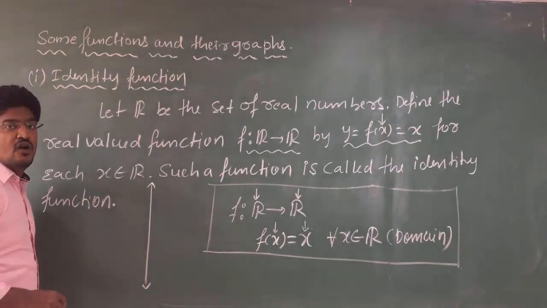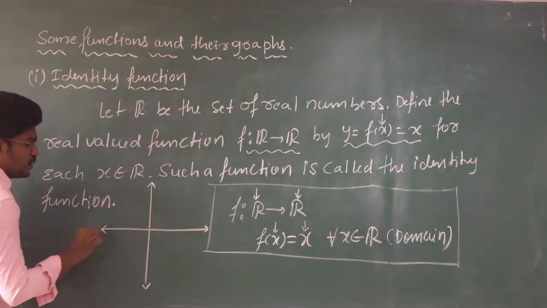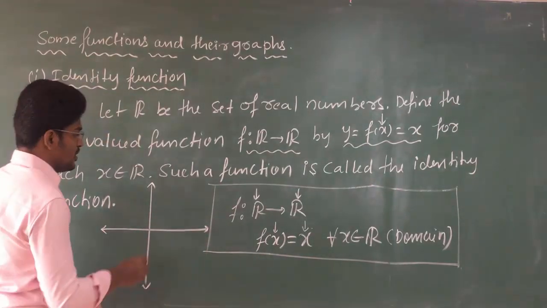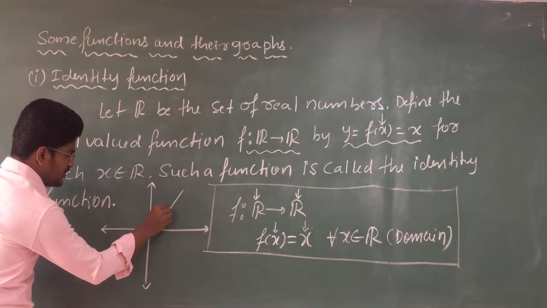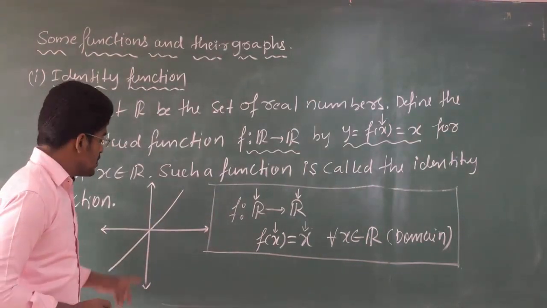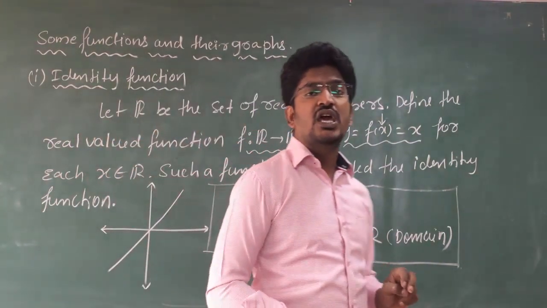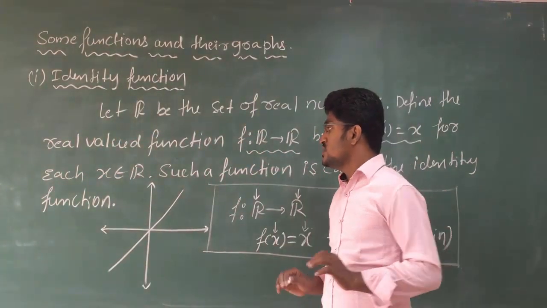the y-axis is always called the codomain, the x-axis is always called the domain, and the identity function graph will be a straight line passing through the origin. The straight line passing through the origin. Clear? So this much is enough.